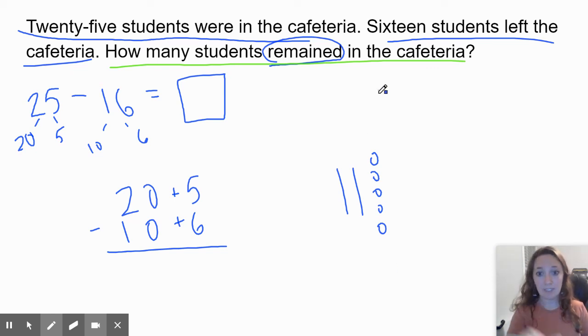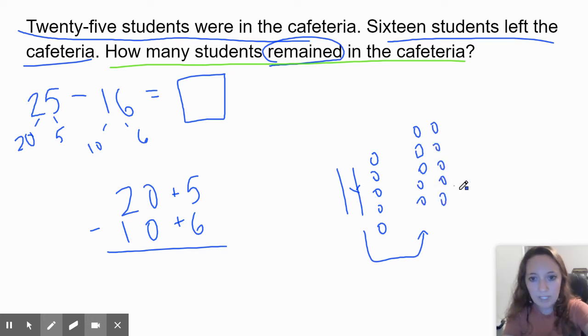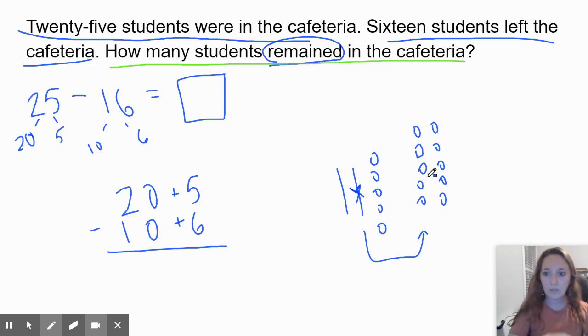So what are we going to do? Take a 10 to the bank. The bank gives us 10 ones. 1, 2, 3, 4, 5, 6, 7, 8, 9, 10. Once again, I crossed out a 10. I took it to the bank. The bank gave me 10 ones.